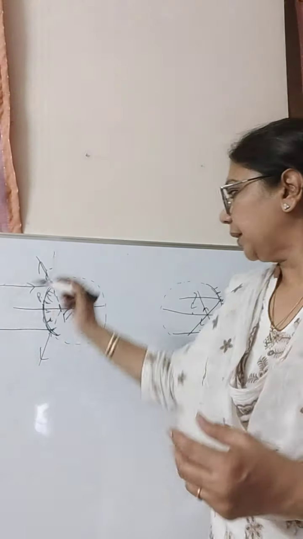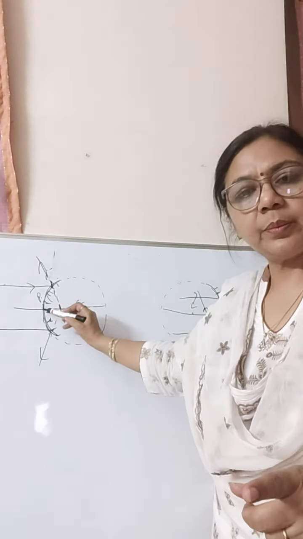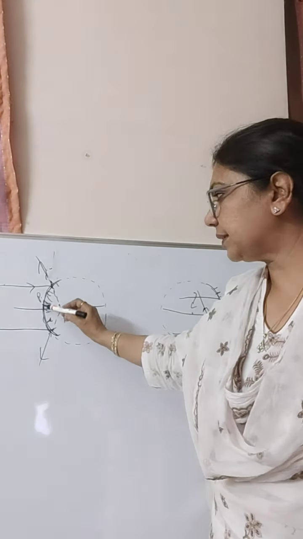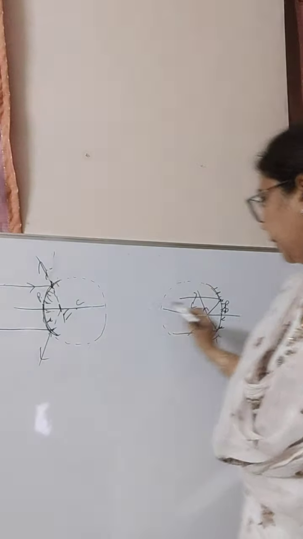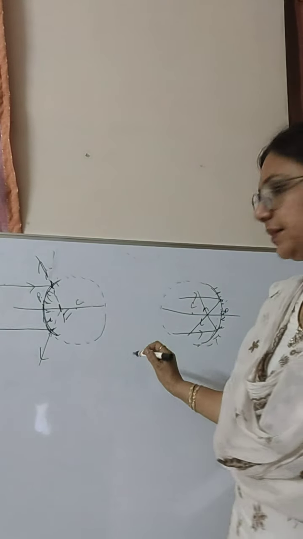Now, the terms. The middle point of the mirror is called the pole of the mirror. Okay, this is represented by P. Here in this case, this is P. This point is P.